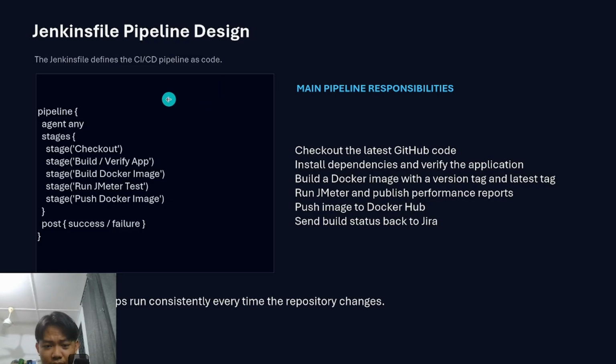It starts with checkout, where Jenkins pulls the latest code from GitHub, and then build and verify, where it installs dependencies and checks if the app works. And then it builds a Docker image, runs our JMeter performance test, and pushes the Docker image to the Docker Hub. And at the bottom, there is a post section that handles what happens after the build, whether it succeeds or fails. For example, it sends the build status back to Jira, so our progress is tracked automatically.